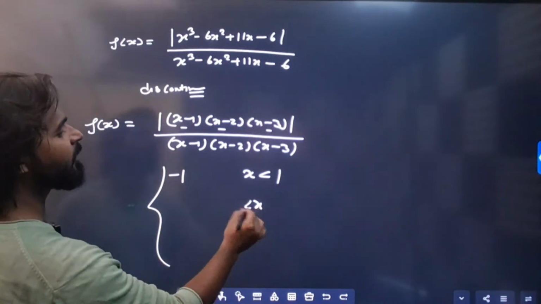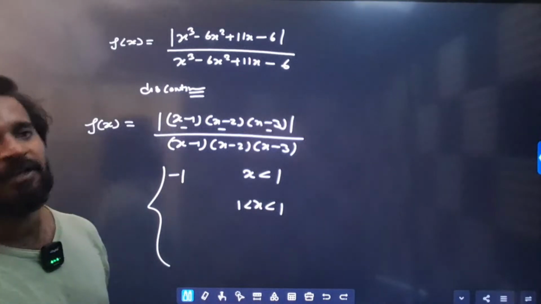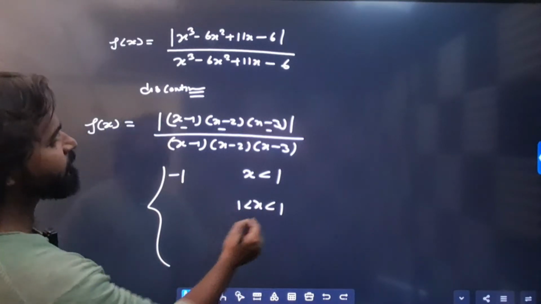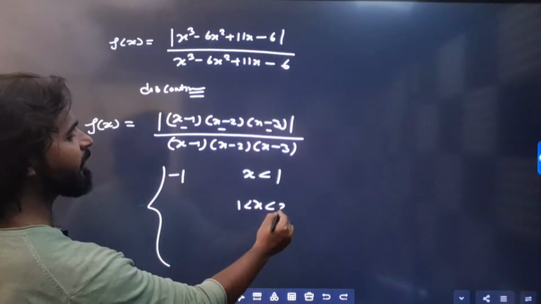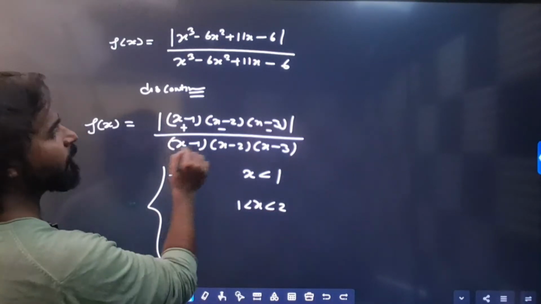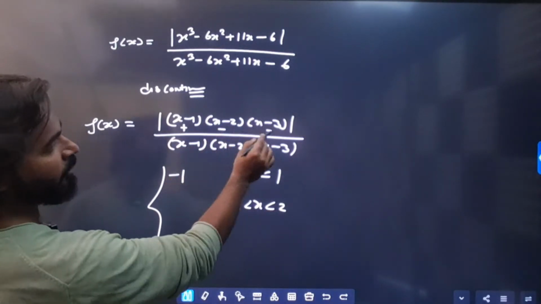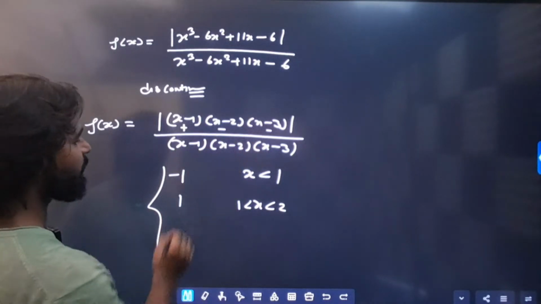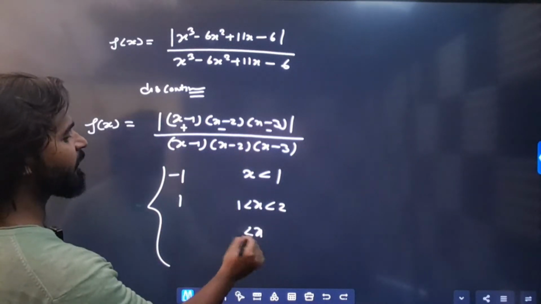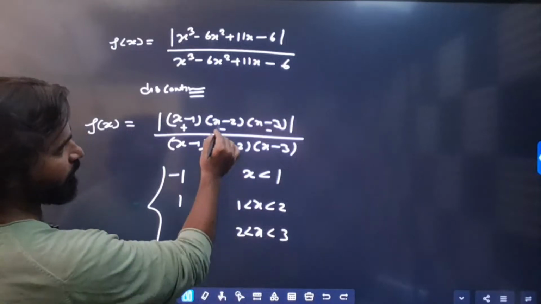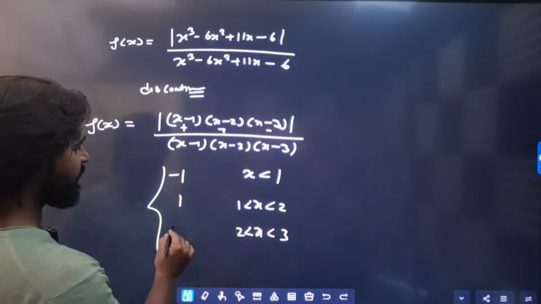The second portion is greater than 1 and less than 2. So positive, negative, so negative, positive. It means plus 1. The next point is greater than 2 and less than 3. So positive, negative. It means negative.